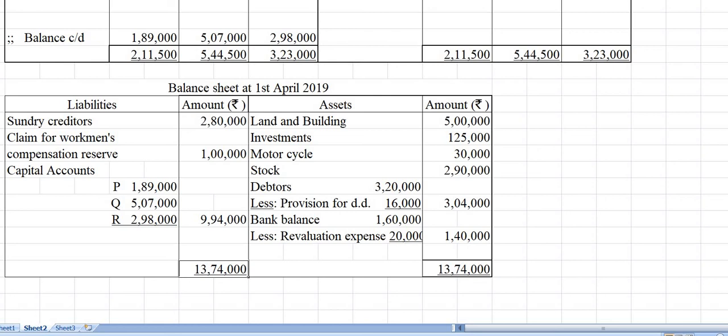So this is the way of preparing or solving a question on change in profit sharing ratio among the partners. Now we have solved revaluation account, partners' capital account and balance sheet. Based on this, now you can prepare one more thing, a journal, and enter the journal entries. I hope all of you will do that, and if there is any doubt you can forward a comment or ask me. Okay, thank you very much.